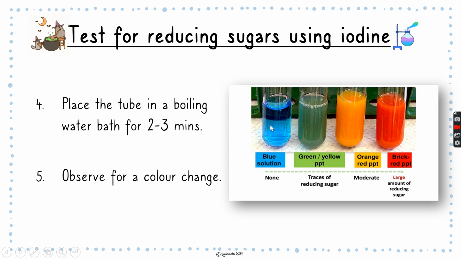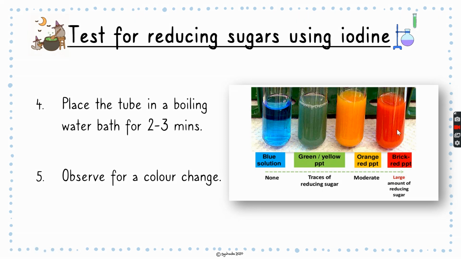If your sample looks like this, like green or yellow, so you have precipitate as well. PBT here means precipitate. That means there's traces of reducing sugar. It means that there's a little bit there. If it turned orange, that means there's a moderate amount of reducing sugar. Remember to use the word reducing sugar because we don't want to say sugars. Sugars here mean that you're including sucrose, and sucrose is not a reducing sugar. If in your sample you can observe this brick red precipitate, that means that there's a large amount of reducing sugar in your sample.